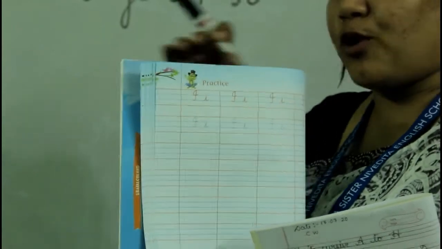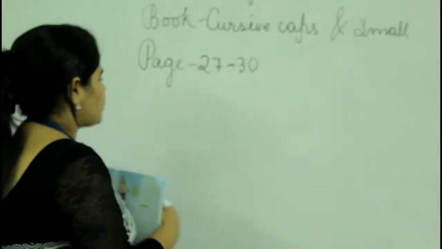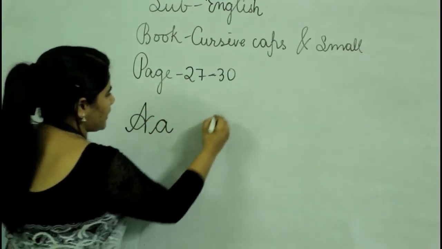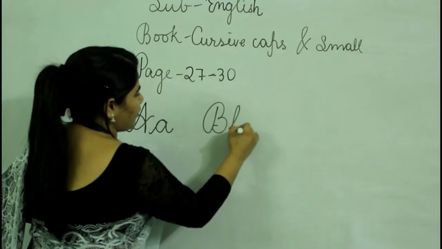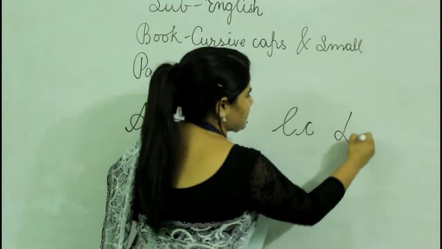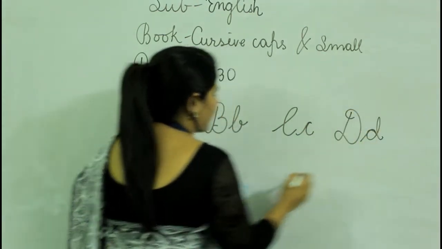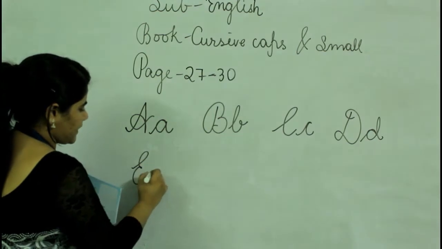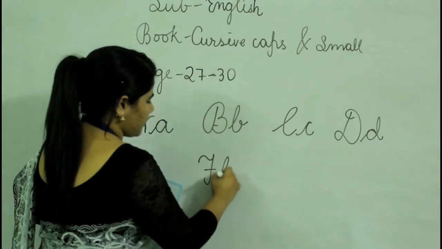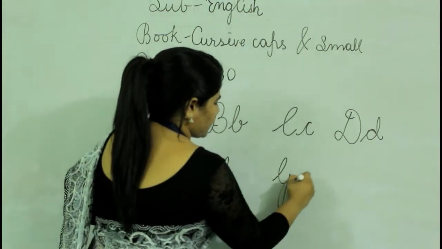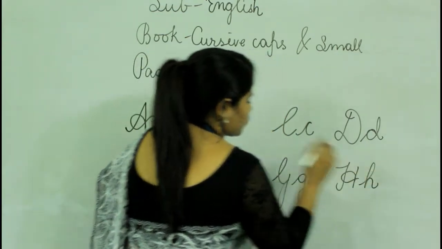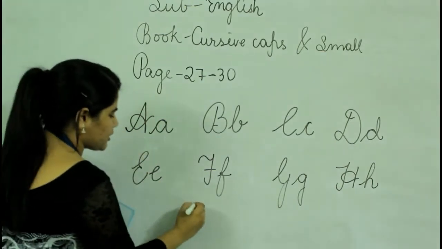Now again I am going to show you on the board. Just have a look at the board, okay? So this is cursive capital A and small, again cursive capital B and small, cursive capital C and small, then cursive capital D and small, okay? So here cursive capital E and small, okay? So here cursive capital F and small, and here it's G, okay, in this way, and H also we have already done now. So today the main letter that we are going to learn is I.